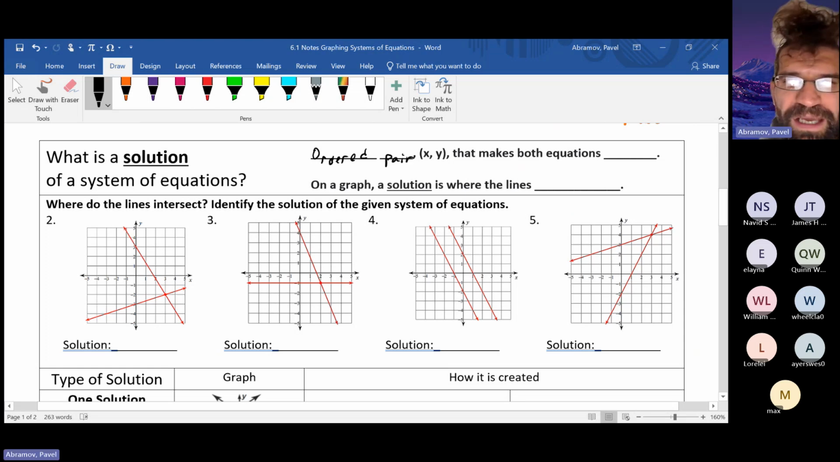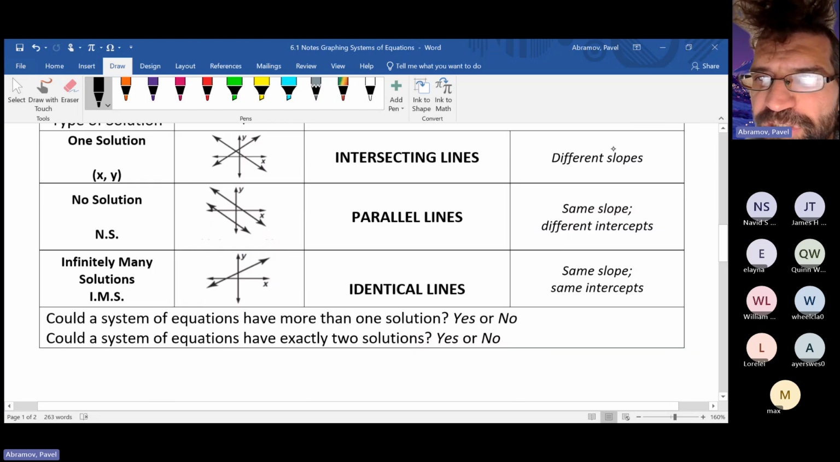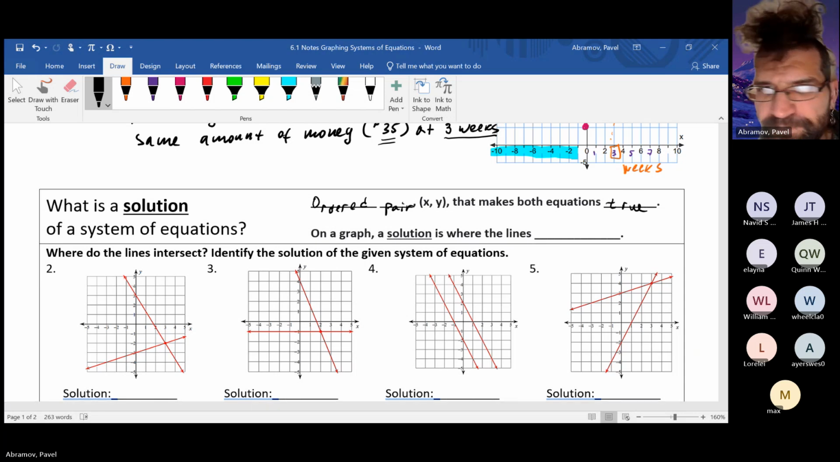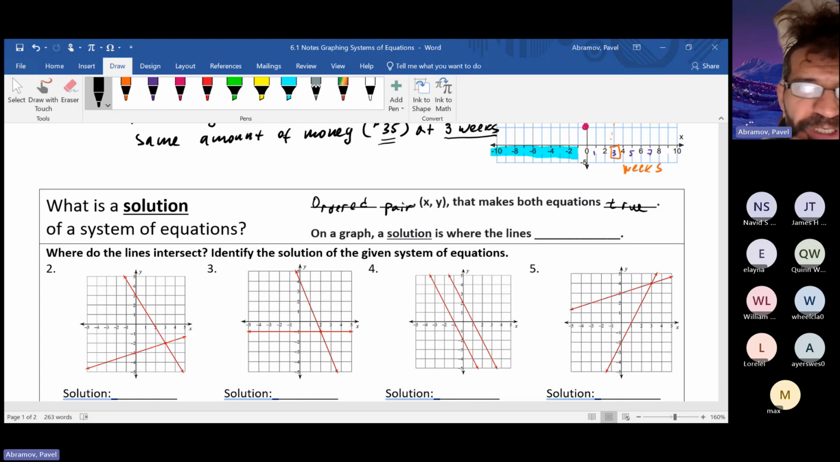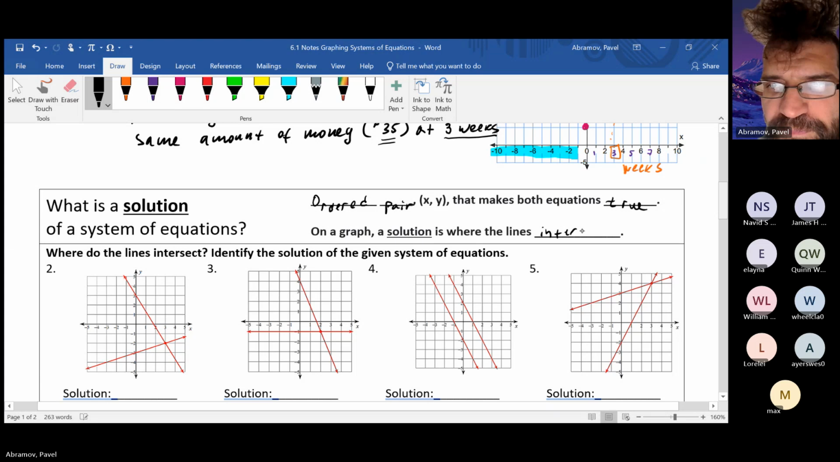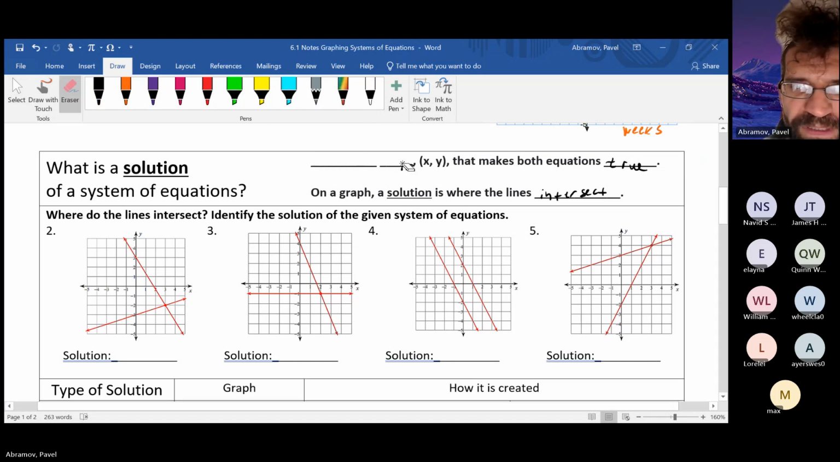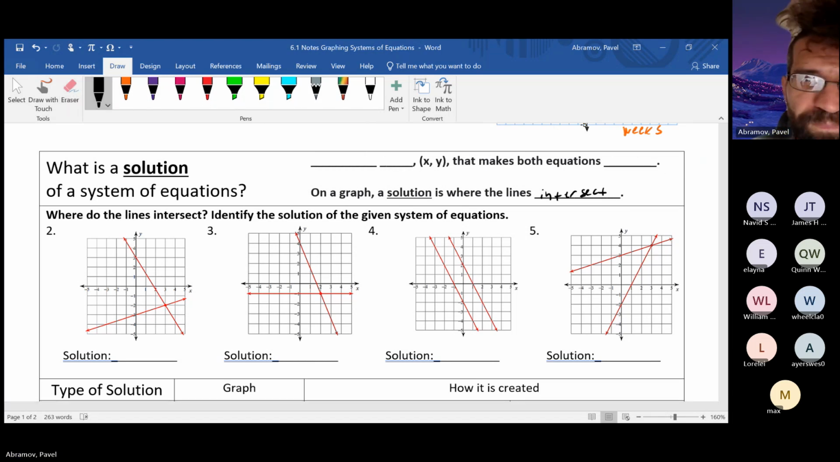So it's an ordered pair, x and y, that makes both equations true. And in other words, when we're looking at the graph, a solution on the graph is where the lines intersect. So that's where the lines intersect.